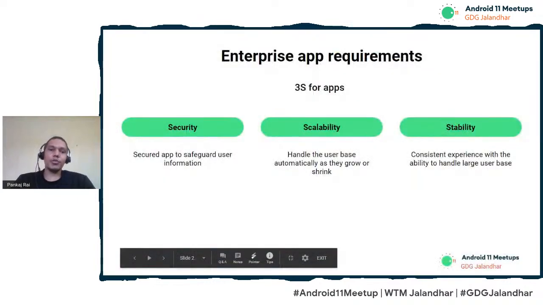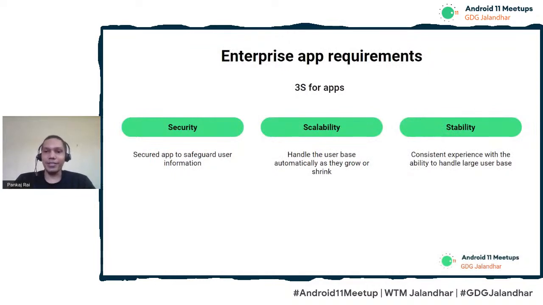So before I proceed towards Firebase, the first and foremost thing is: what are the requirements of enterprise applications? These are three core things that we should care about when we develop enterprise applications: security, scalability, and stability. Security is really important for us because we do not want our user data to get leaked out. But adding security for the applications, for the services, is not that straightforward.